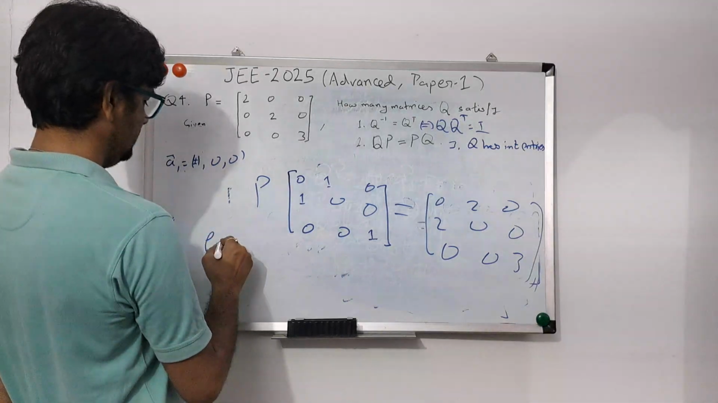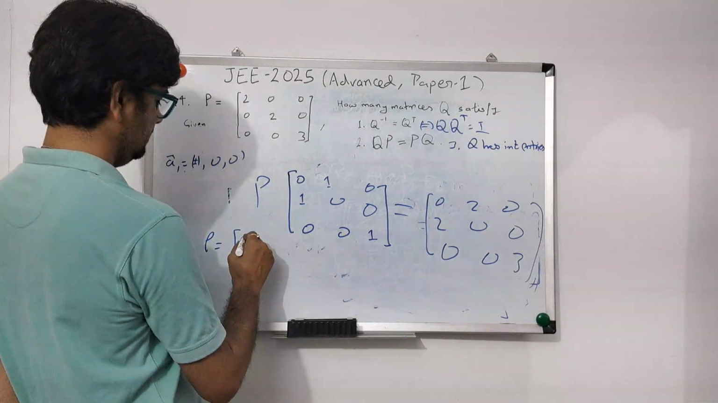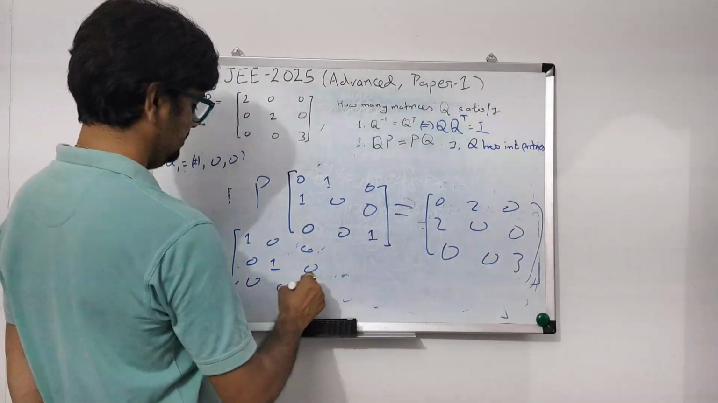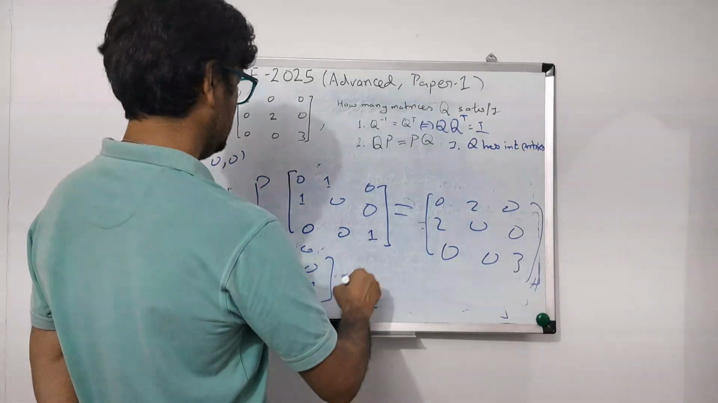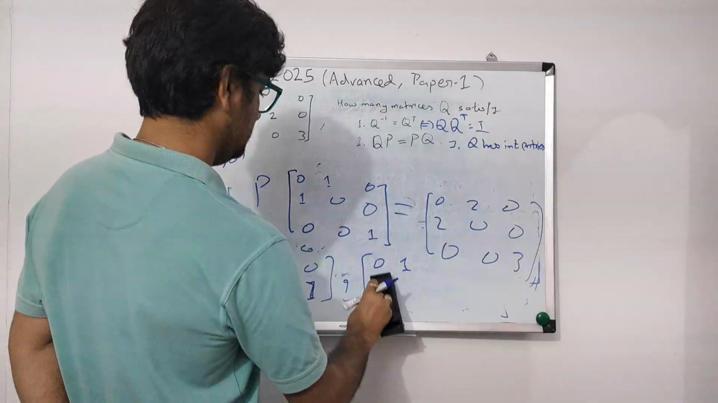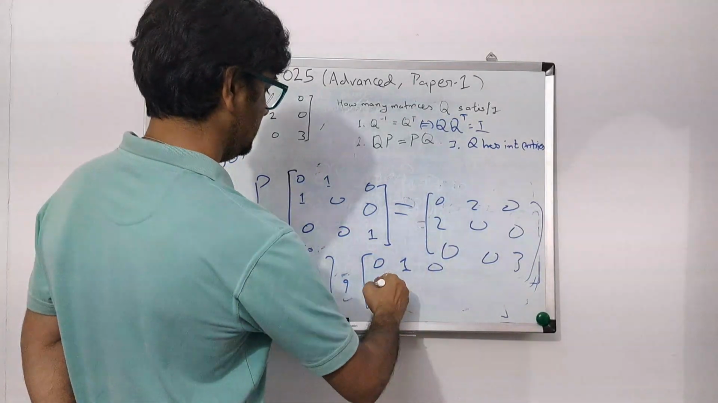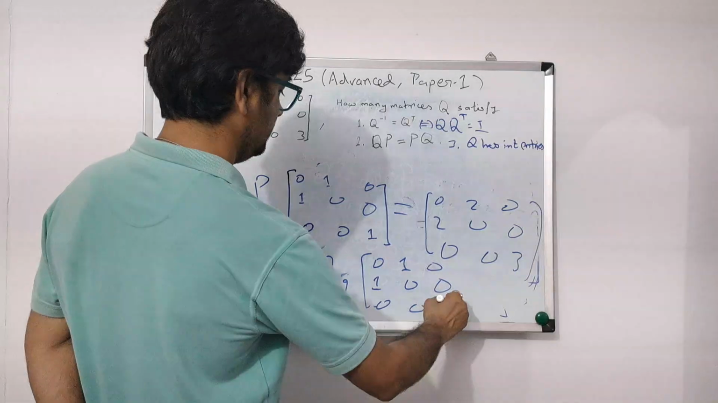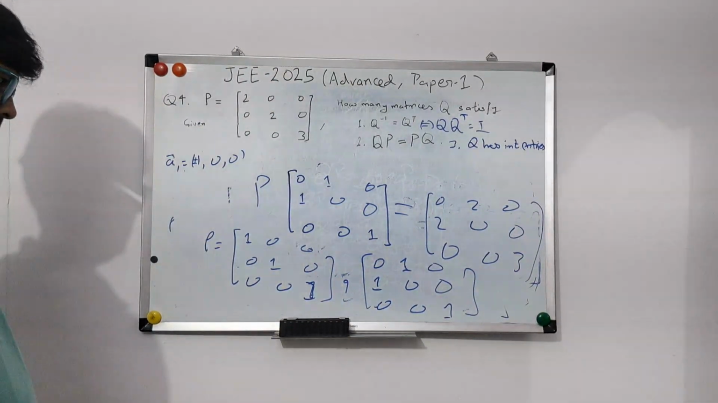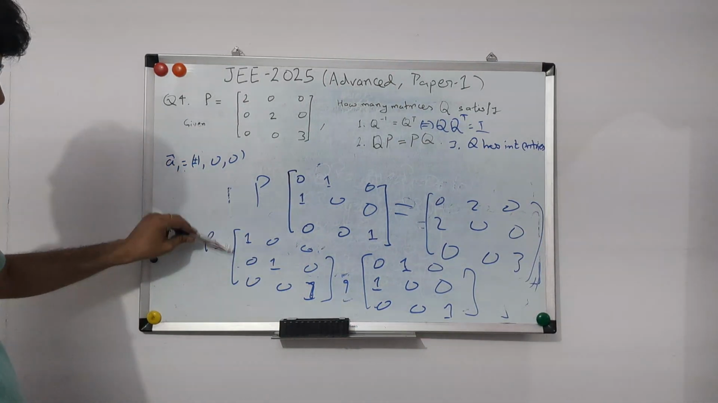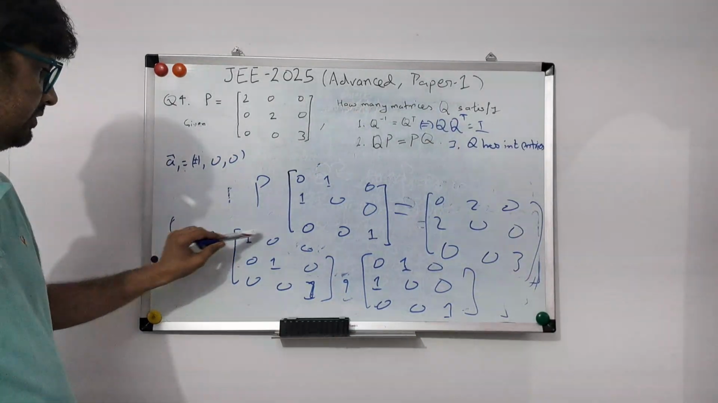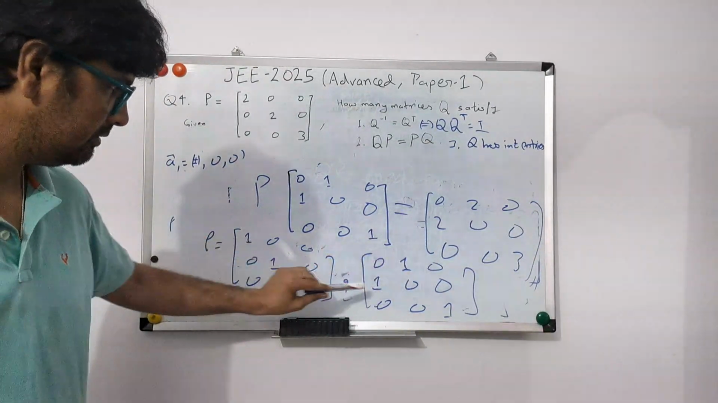So rho has only two possibilities, either 1 0 0, 0 1 0, 0 0 1 or 0 1 0, 1 0 0, 0 0 1. These are the only two possibilities left, because the third row is fixed and we can only commute these two rows of the identity matrix. So there are only two possibilities for the rho matrix: 1 0 0, 0 1 0 or 0 1 0, 1 0 0.